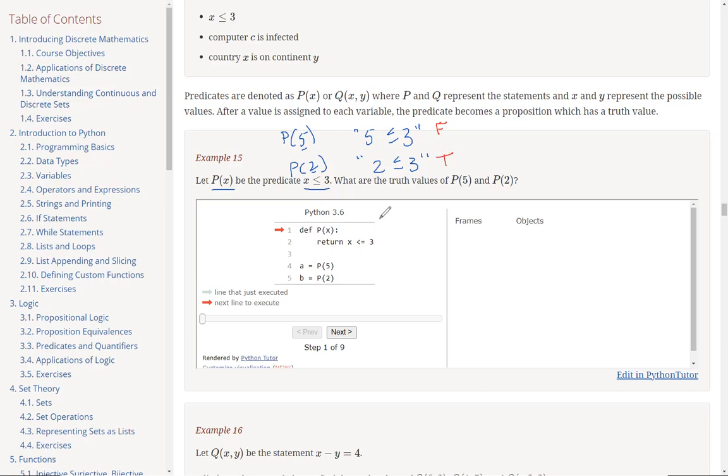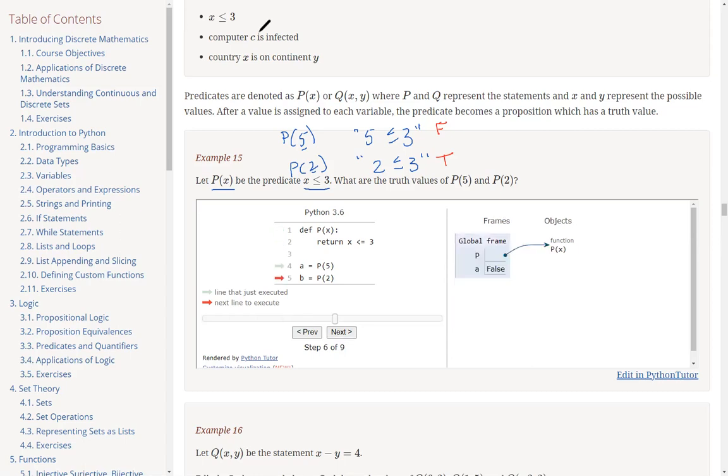Now, here's some Python code that checks this example up above. So here we start with line 1. We're defining a function that's just called P of X. And all P of X is going to do is return the Boolean value of X less than or equal to 3. So there's the function defined. Now we're going to assign A to be P of 5. So now X has the value 5. We're going to run the function, and we're going to return whether X is less than or equal to 3. Well, X is currently 5, so this will test false, so the function will return false.